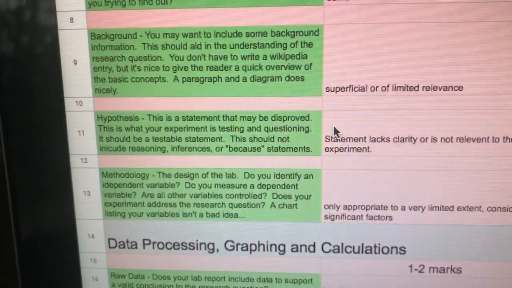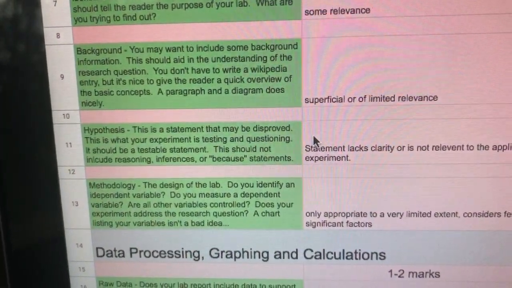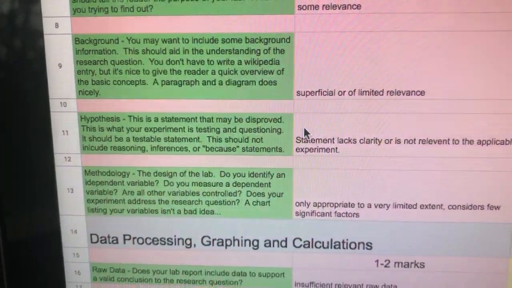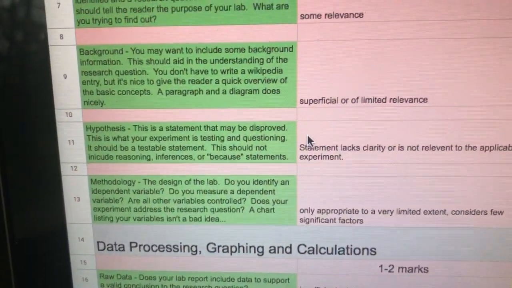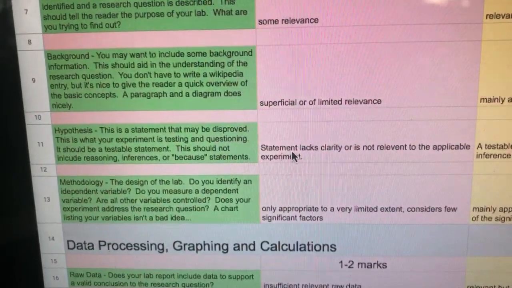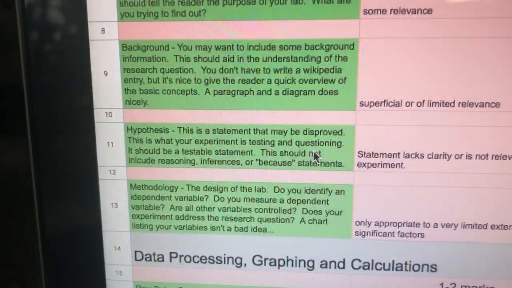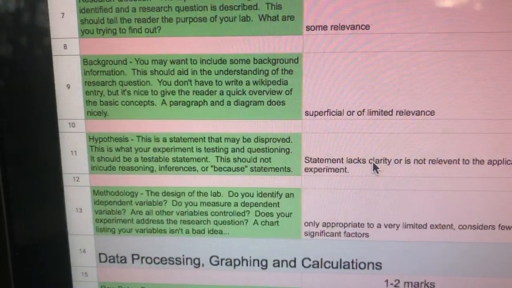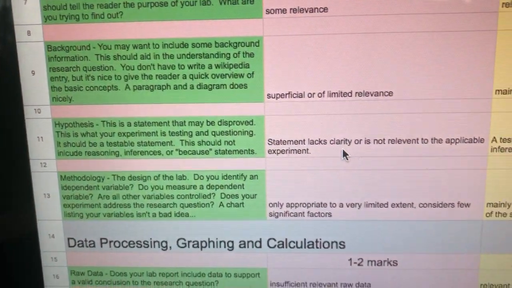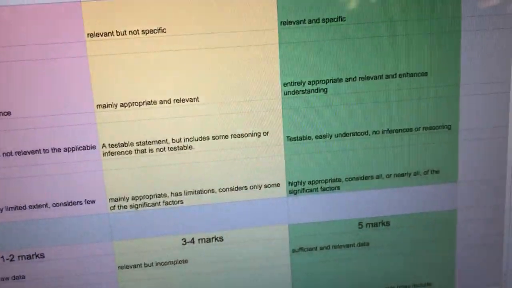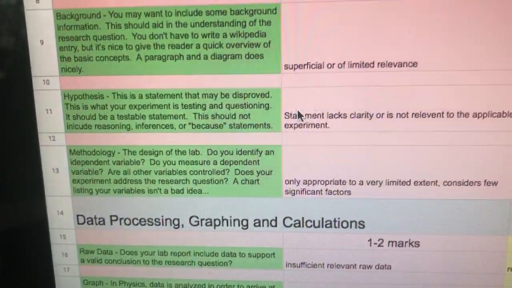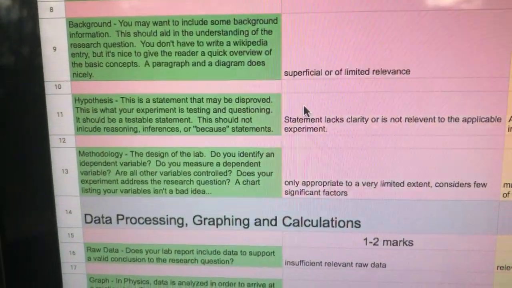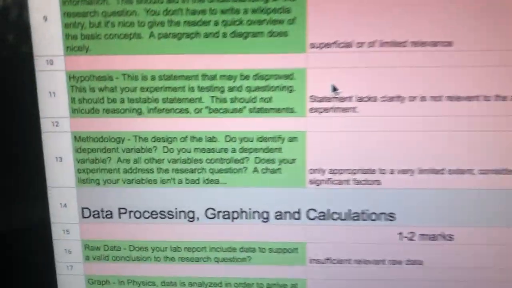You don't want to say, we think this is going to happen. That's not testable. You don't want to say it's happening because of blah, blah, blah, because you can't test that part often. And so it's just a statement that you're going to test and be able to say, no, we couldn't disprove it and therefore it's supported, or we did disprove it and what we thought was wrong. So you just write the statement as if it was true.